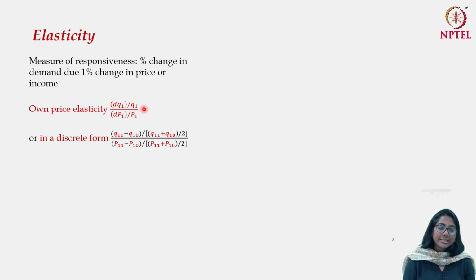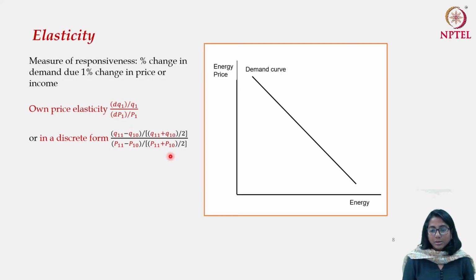And see, the problem in case of a discrete framework is that what do you take as Q1 or P1, because you have two data points. So instead of taking one particular data point, the best way is to take the average of Q11 and Q1 naught, and for the price to take the average of P11 and P1 naught. So it looks as follows.